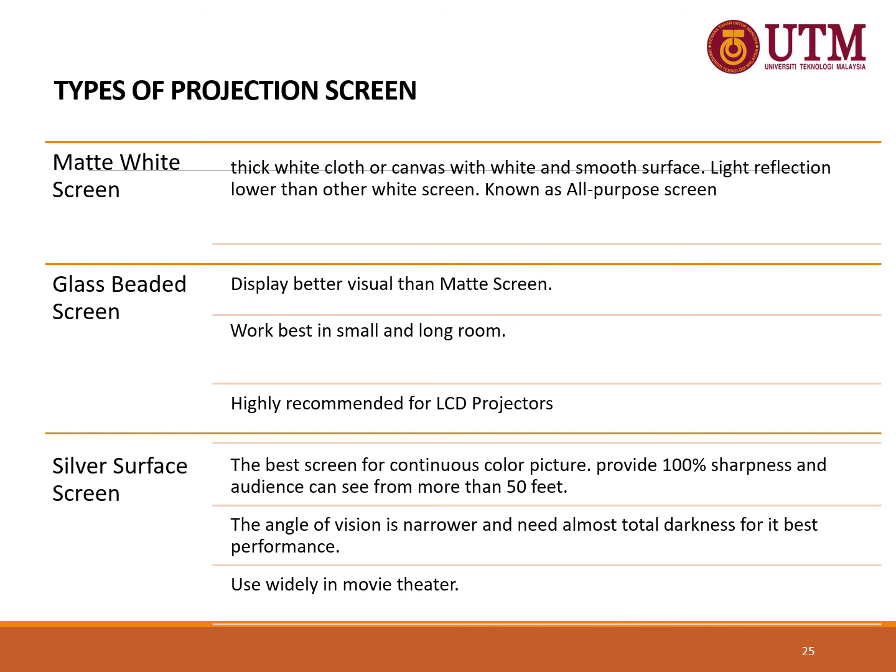Then we have glass beaded screen, display better visual than matte screen, work best in small and long room, highly recommended for LCD projectors. And we have the silver surface screen, and this is the best screen for continuous color picture and provides 100% sharpness, and audience can see from more than 50 feet. And it actually used widely in movies theater.